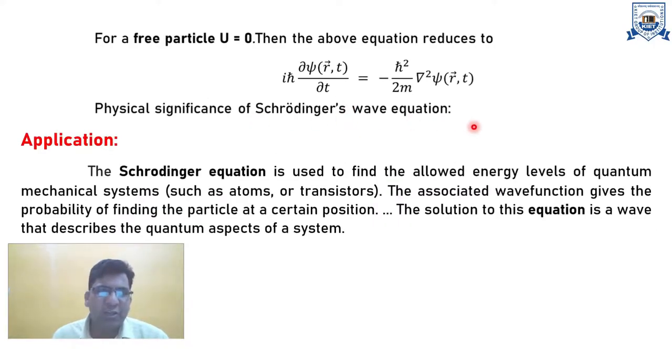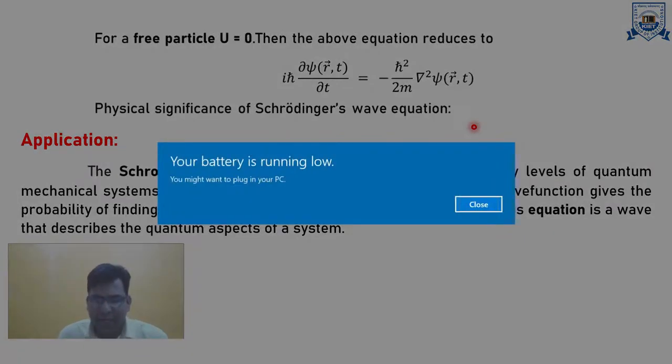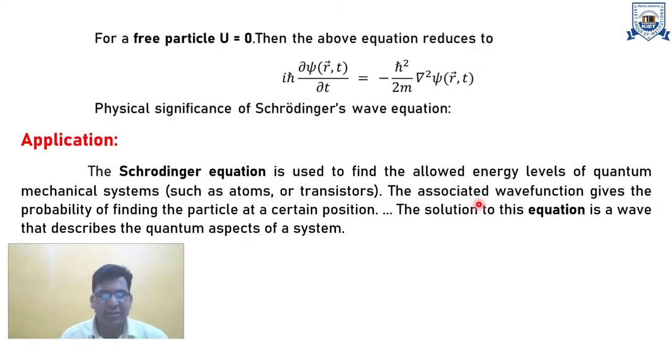So what is the physical significance of the wave function? This is a very important application. The Schrodinger equation is used to find the allowed energy levels of quantum mechanical systems such as atoms and transitions. The associated wave function gives the probability of finding the particle at a certain position. These solutions describe the quantum aspects of the system. So these are important parameters: we can calculate the particle in a system and describe the position of the particle as well as its momentum and other properties using the wave function.